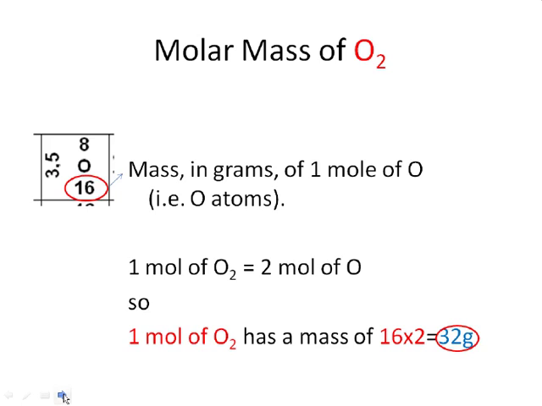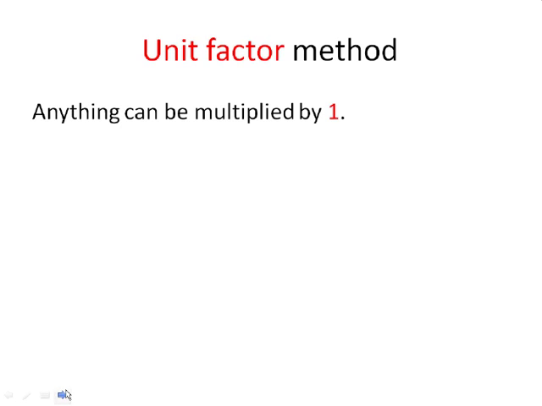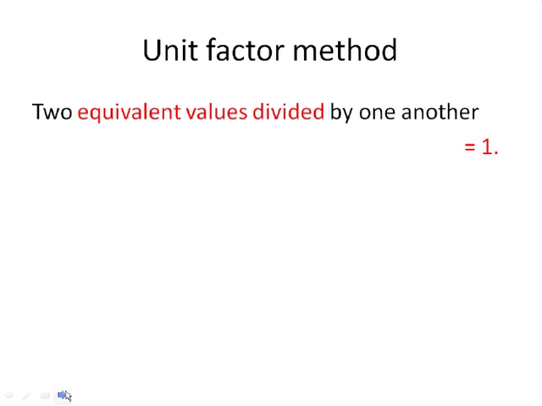Therefore, 1 mole of oxygen molecules, O2, must have double the mass as 1 mole of oxygen atoms. So 1 mole of oxygen molecules must have a mass of 32 grams. In other words, double 16, 16 times 2. We know that in the unit factor method, we rely on the fact that anything can be multiplied by 1, and also on the fact that 2 equivalent values divided by one another equals 1.